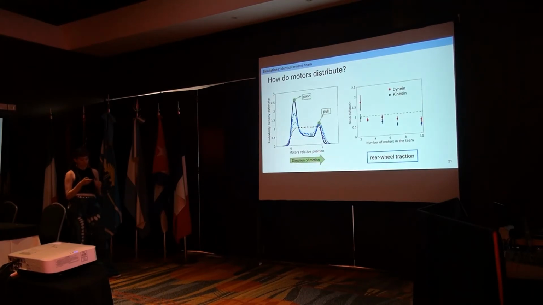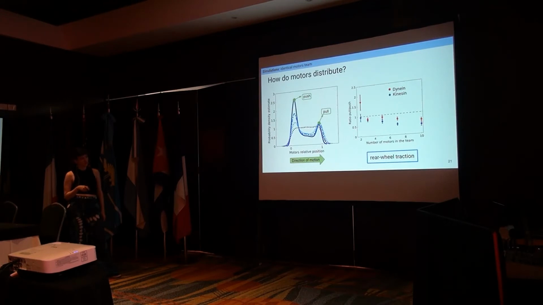And so to quantify this, we evaluate this ratio that we call pull-push, pull and push being the maxima of this probability density. Pulling and pushing are relative to the direction of motion. And what we find is that both for dynein and kinesin in different teams, they all tend to contract. They all have this ratio less than 1, and so this is like a rear wheel traction that the cargo has when carried by one team only with various motors.